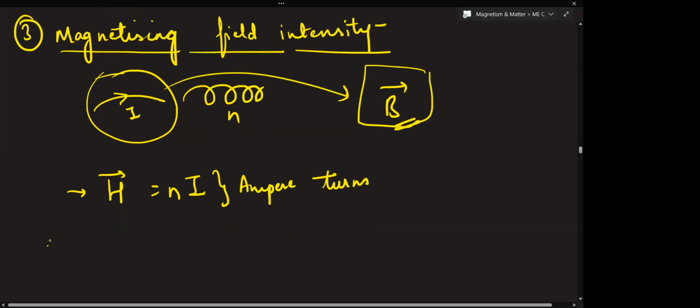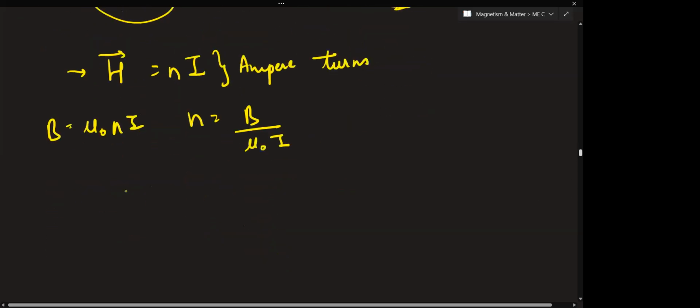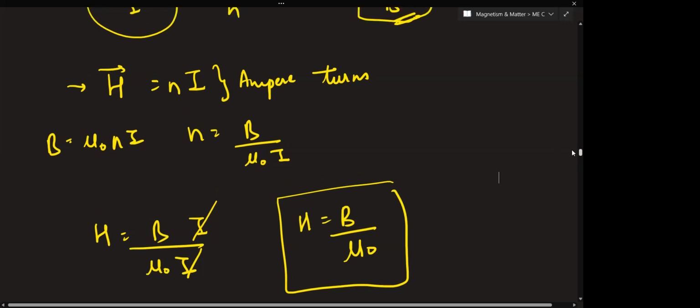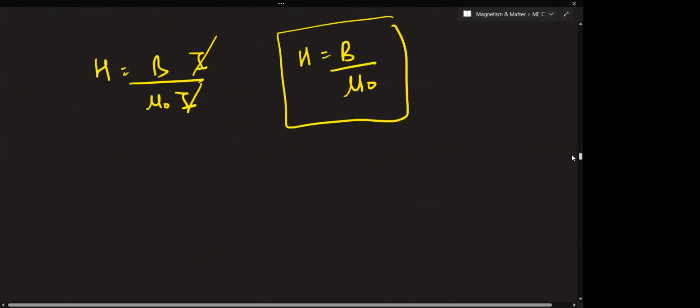In this, we have one more relation: B equals mu naught nI. If I substitute the value of n, it becomes B divided by mu naught I. So H equals n, which is B divided by mu naught I, times current I. The I gets cancelled, so H can be directly written as B divided by mu naught. You can replace it this way. And then the quantity I was telling you about, intensity of magnetization, is different from this magnetizing field intensity.